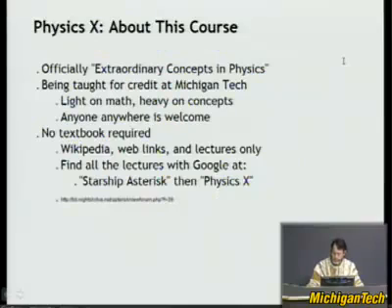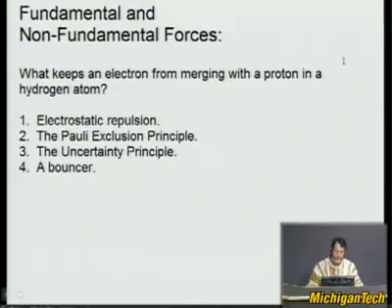So let's get to our strange world or universe with one of the famous questions I like to ask, to keep people on their toes. So what keeps an electron from merging with a proton in a hydrogen atom? Why don't they just come together? One has positive charge, one has negative charge. Shouldn't they be friends? Is it electrostatic repulsion? Is it the Pauli exclusion principle?